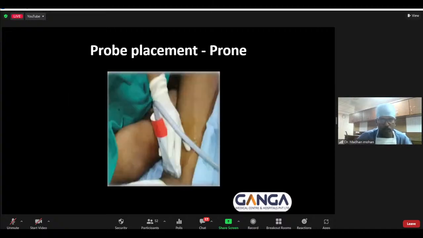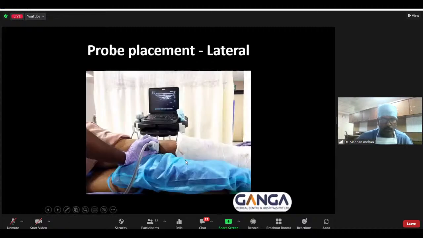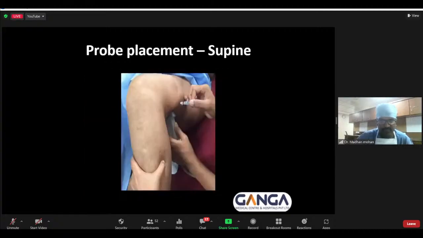This is a picture showing probe placement for prone position in the popliteal crease. You can see here. This is a probe placement for lateral position. You can see the patient is positioned lateral with a pillow in between the two legs, and then the probe is positioned in the popliteal crease, and you can start scanning. And this is a probe placement for supine. As you can see here, one assistant is holding the leg, with the hip flexed at 90 degrees and the knee also flexed.